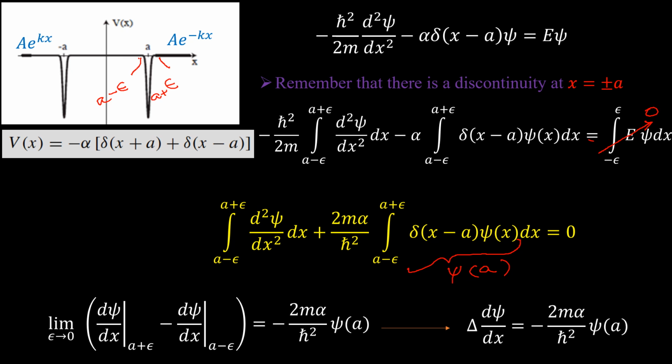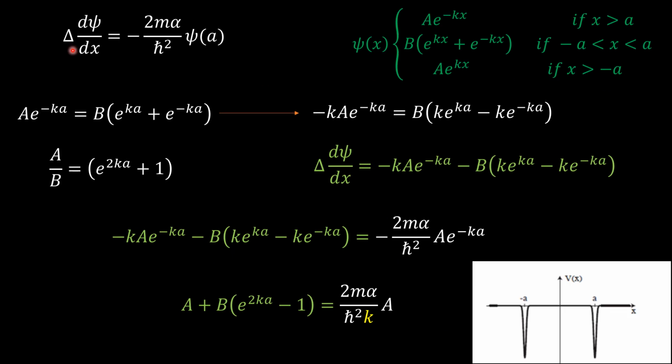So we will write this. This is the difference in the derivative. I have written capital delta d psi over dx is equal to minus 2m alpha over h cross squared psi of a. So we will reduce it further. Now we got this expression, that is, the difference in the derivative of psi with respect to x is equal to 2 times m alpha over h cross squared psi at point A, psi of A.